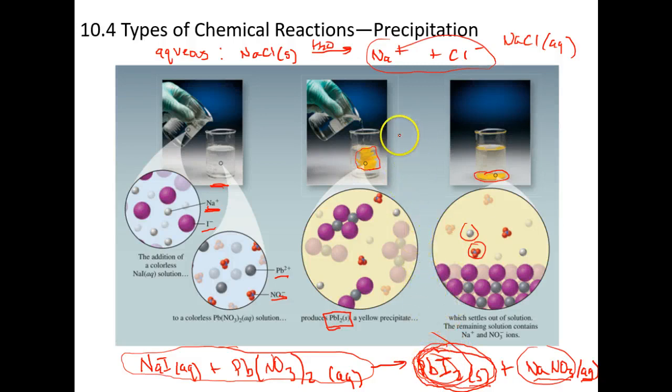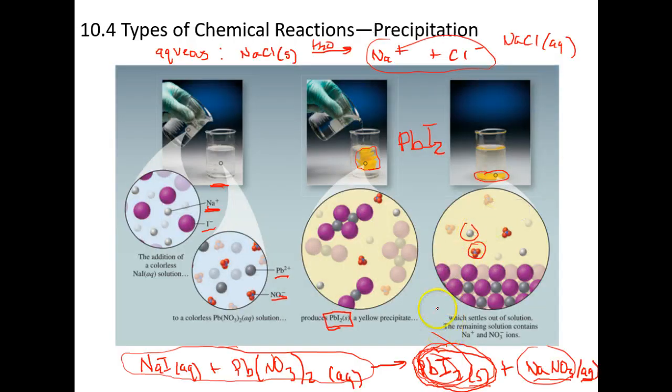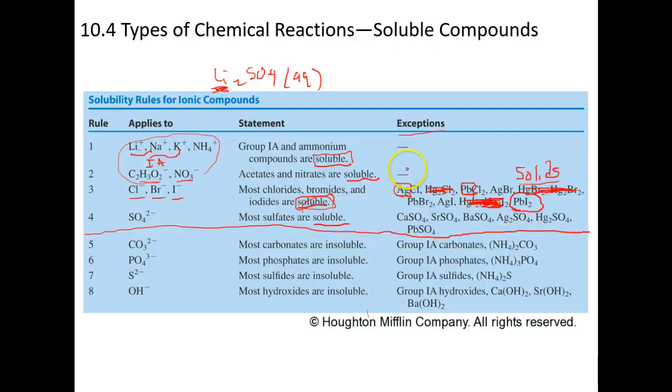Notice what was one of our products. Lead iodide was one of our products. Notice it's one of the exceptions in this rule. So that is how we knew that this yellow solid or precipitate is lead iodide. All right.